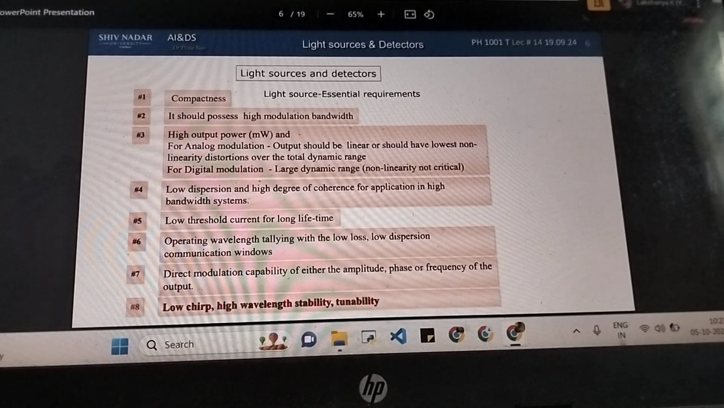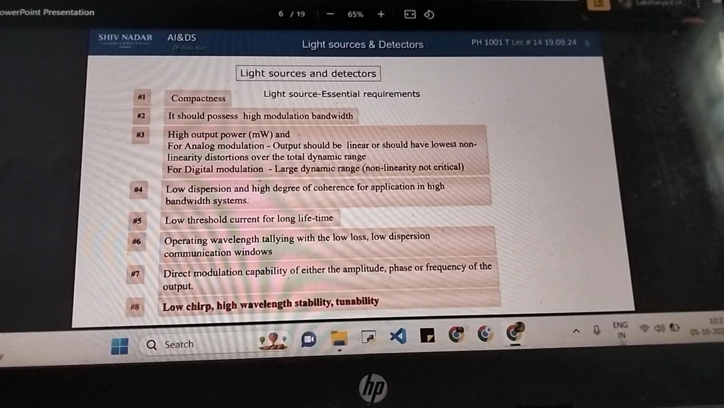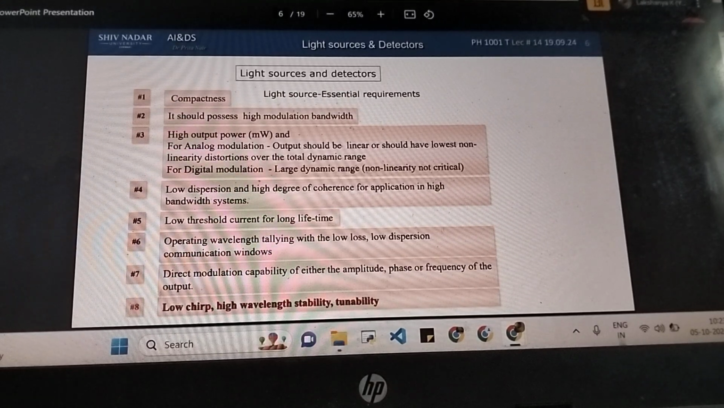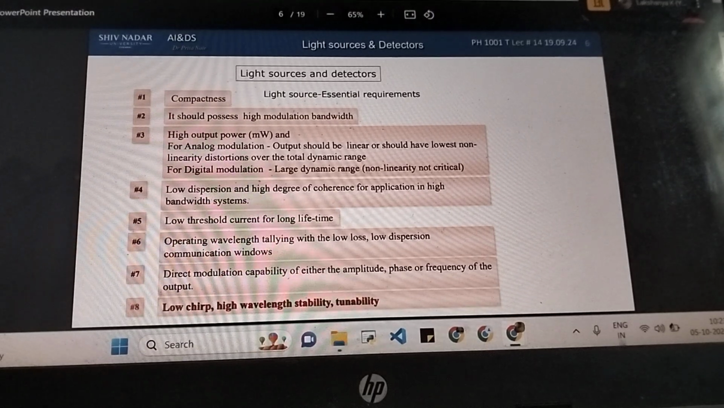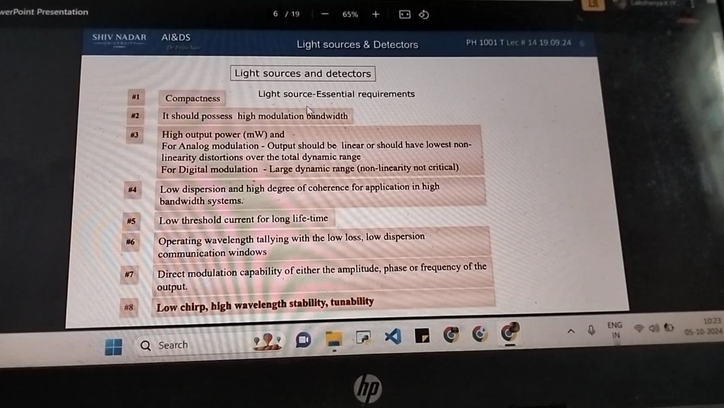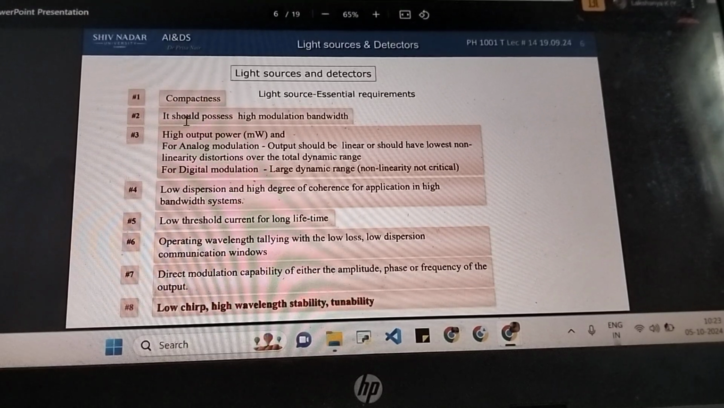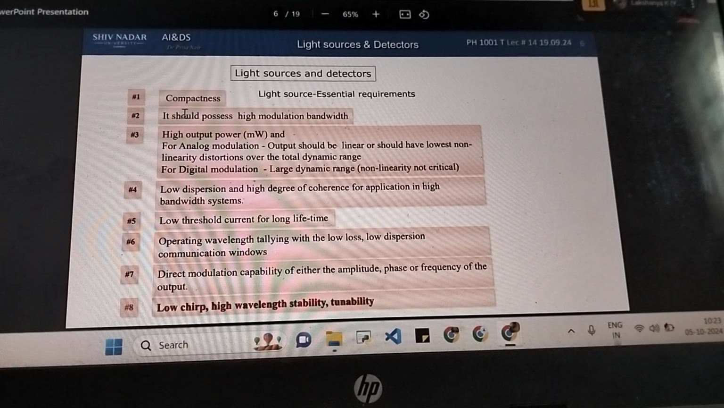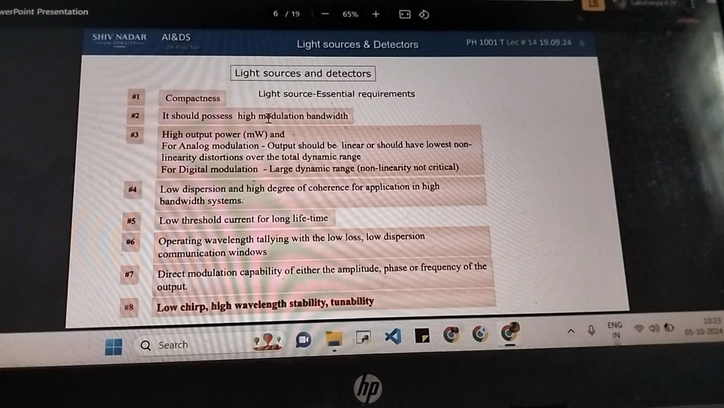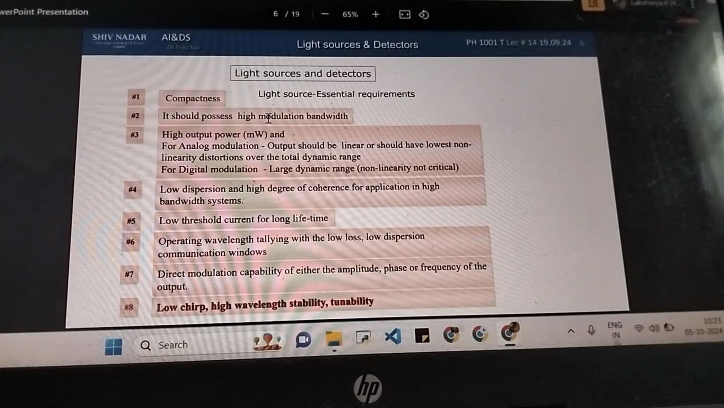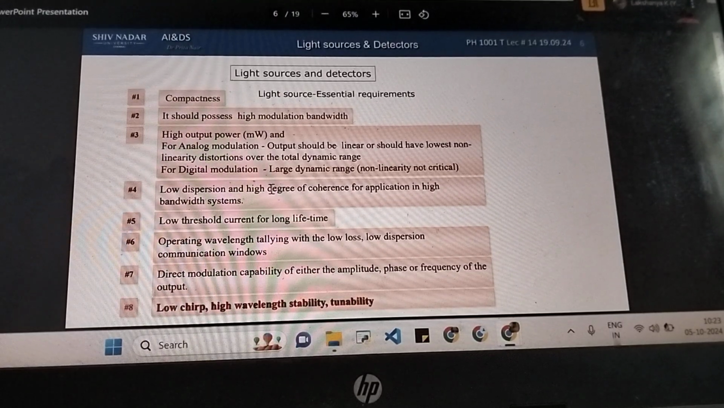again restored. So we looked at the intermediate process, which is the fiber optic cable itself, in quite some detail. Now we'll spend some time looking at the light sources and detectors. So these are the properties that your light source should have. Compactness. It should possess high modulation bandwidth, meaning it should be able to carry a lot of information within one beam. High output power, low dispersion, high degree of coherence.